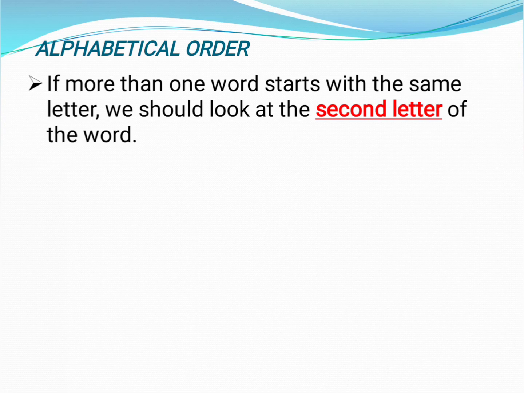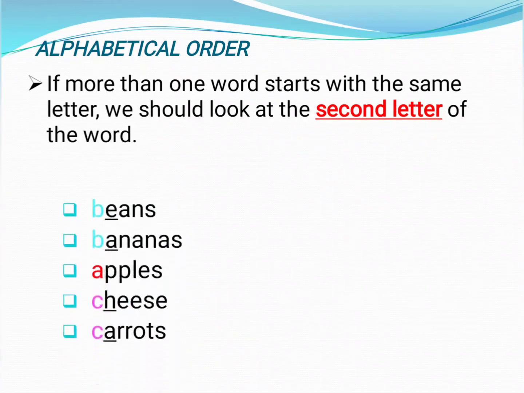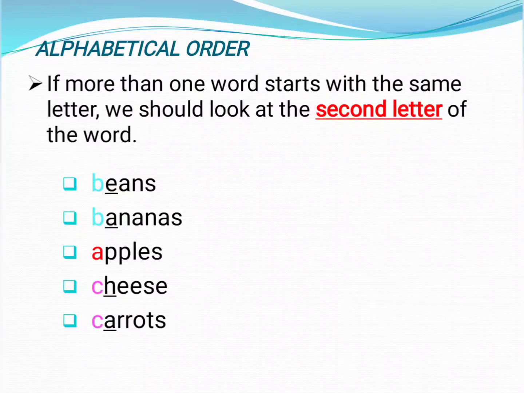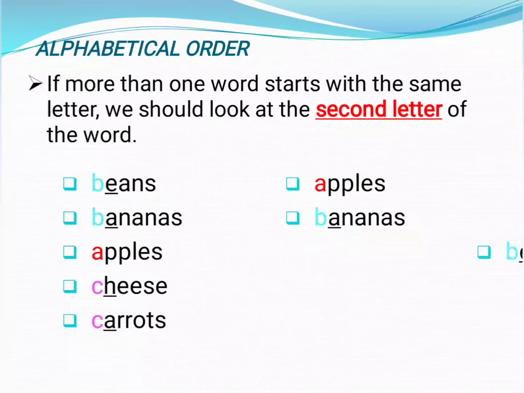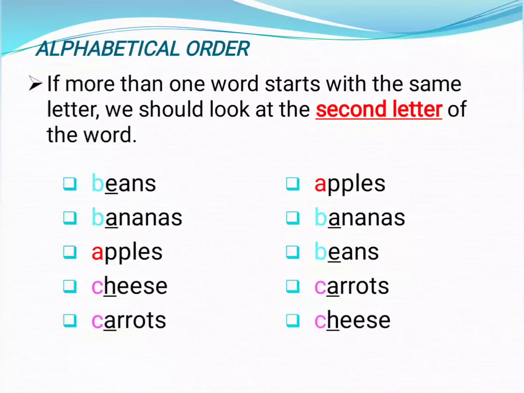Next, if more than one word starts with the same letter, we should look at the second letter of the word. See these examples: beans, bananas, apples, cheese and carrots. So we'll start from A, apples. Now, beans and bananas: two words starting with the same letter. We will see the second letter. So, bananas, then beans. Same is the case with cheese and carrots, carrots and cheese.